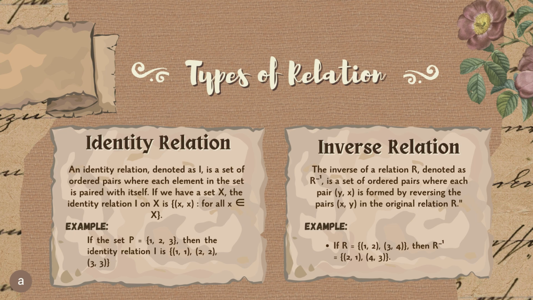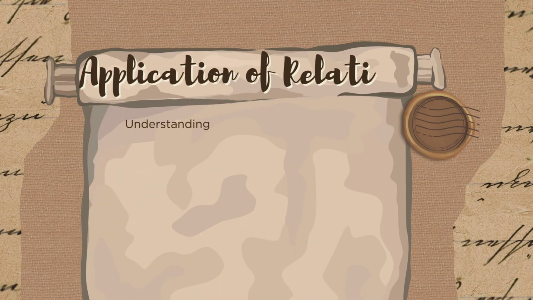Okay, the last relation is inverse relation. Inverse relation is a way to connect elements of one set with elements of another set. The inverse of a relation is found by swapping each pair of elements in the relation. If we have a relation R that connects elements from set X to set Y, the inverse relation will connect elements from set Y back to set X. Okay, that's all. So, we move to the application of relations.